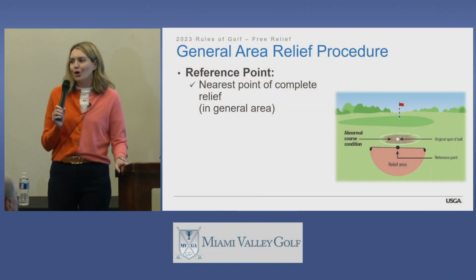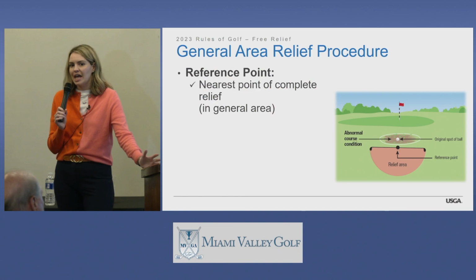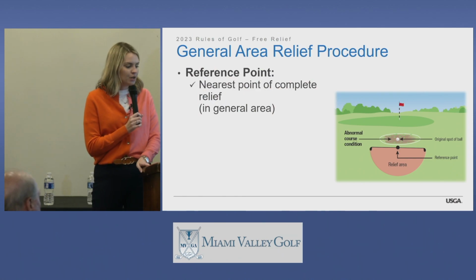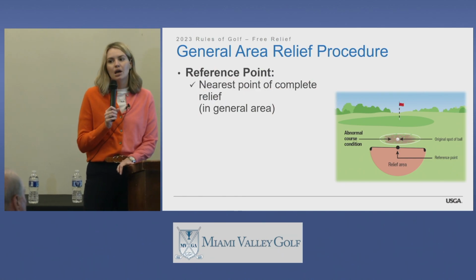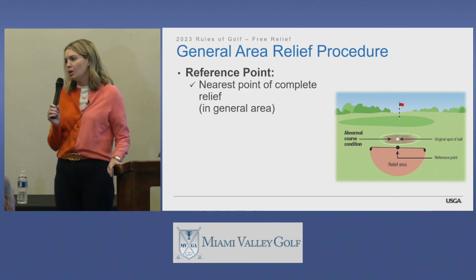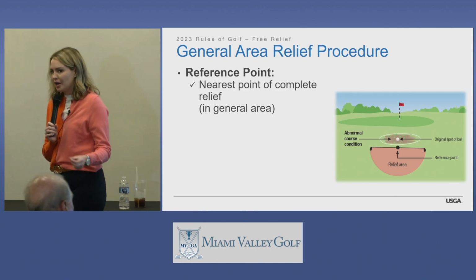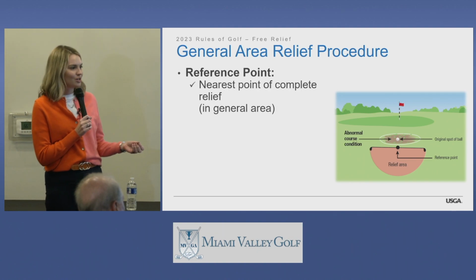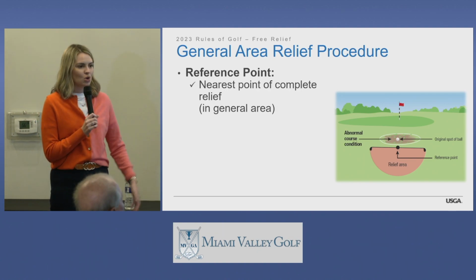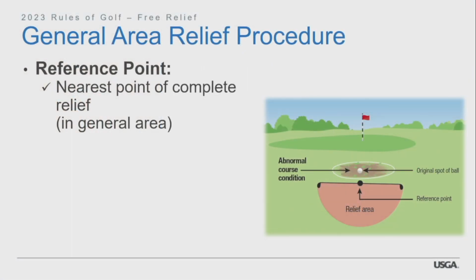If we are allowed to take this free relief, this is then how we do that. We're going to find what we call the nearest point of complete relief. Where is the closest spot to where the ball is at on the course where you could play this stroke without any interference from this condition? And we are only looking at that condition that you're taking relief from.